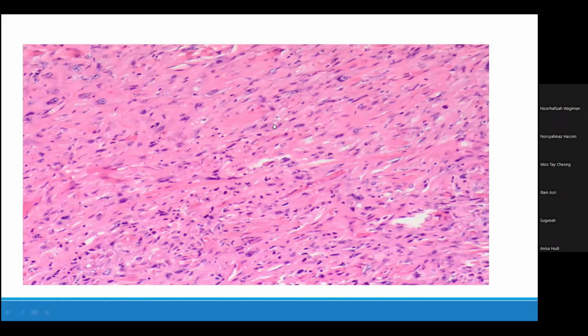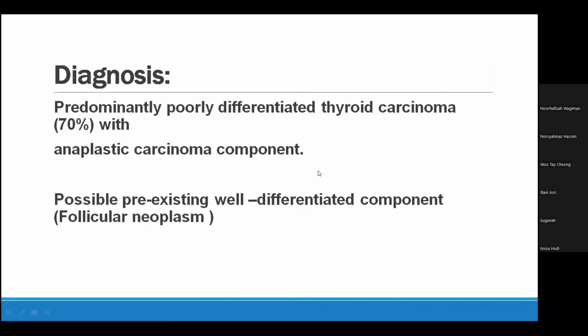Sometimes when the stain is not so good, we may tend to miss this area. But pay attention to anything that looks like this, because if you look closely, these are all atypical spindle cells. So the diagnosis for this case is predominantly poorly differentiated thyroid carcinoma with an anaplastic carcinoma component.